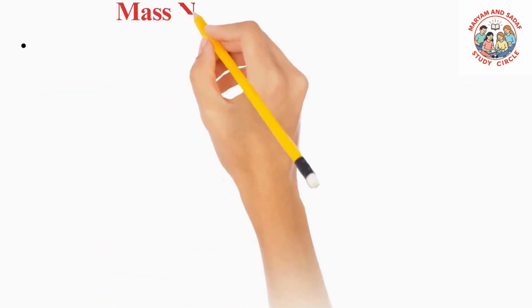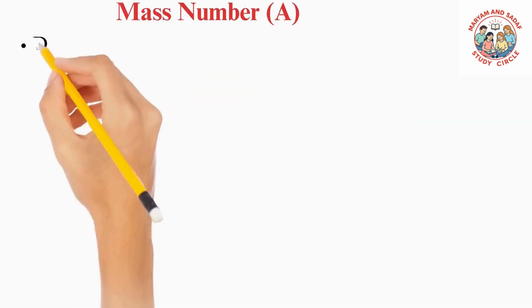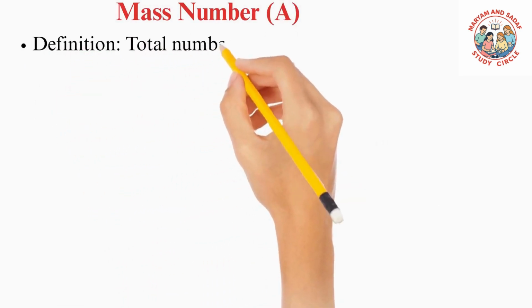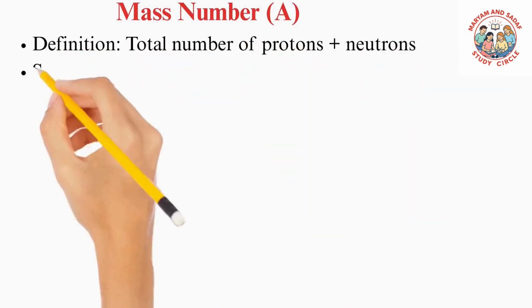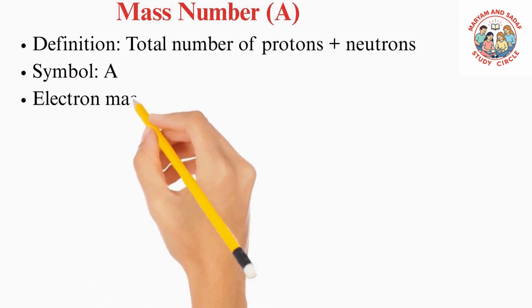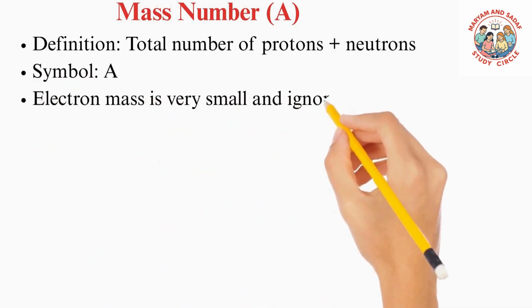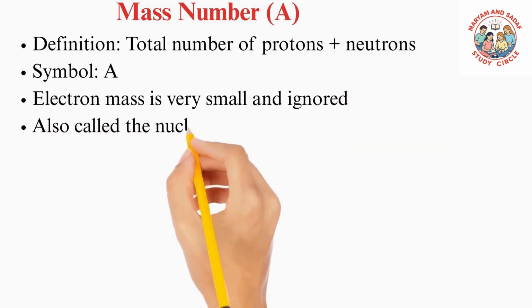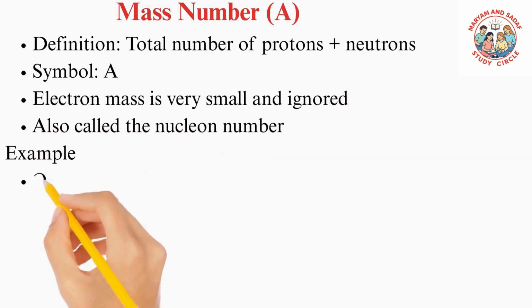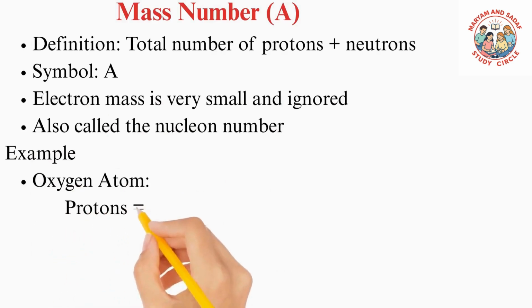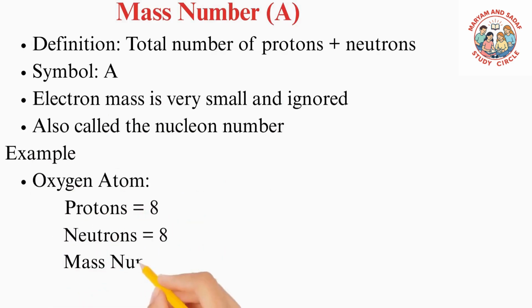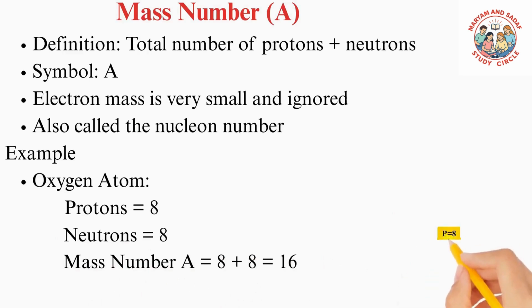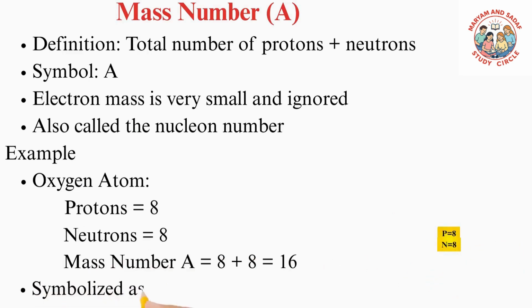Mass number A. Definition: the total number of protons plus neutrons. Symbol A. Electron mass is very small and ignored. It is also called the nucleon number. Example: an oxygen atom has 8 protons and 8 neutrons. Mass number A equals 8 plus 8 equals 16, symbolized as oxygen-16.